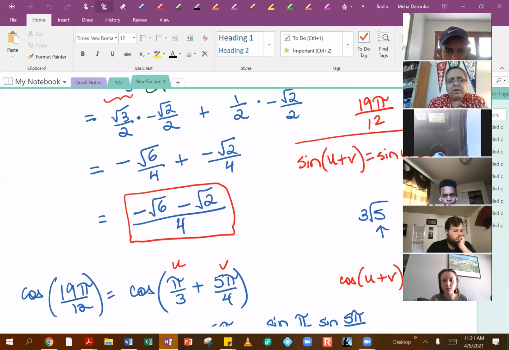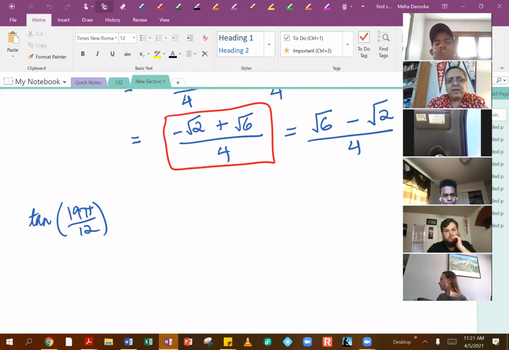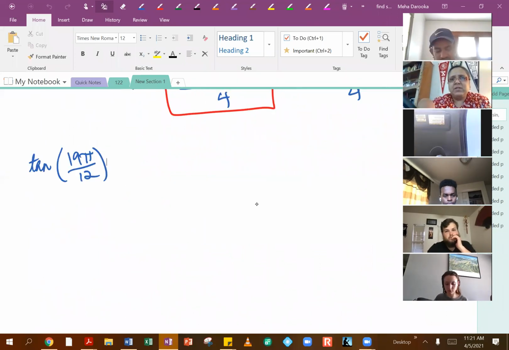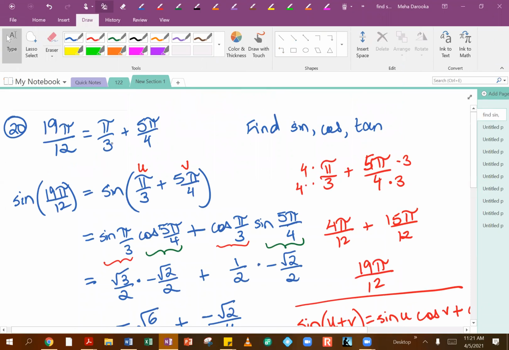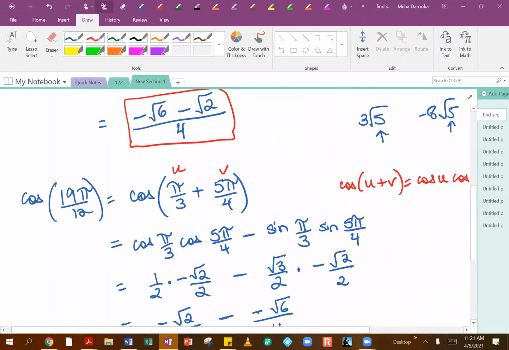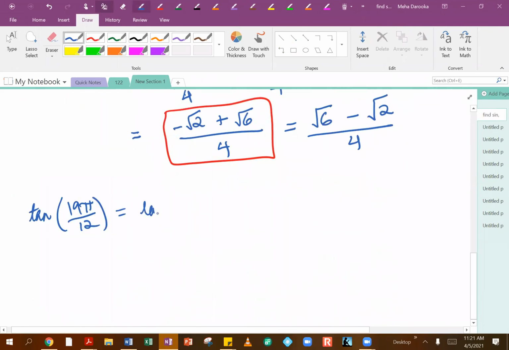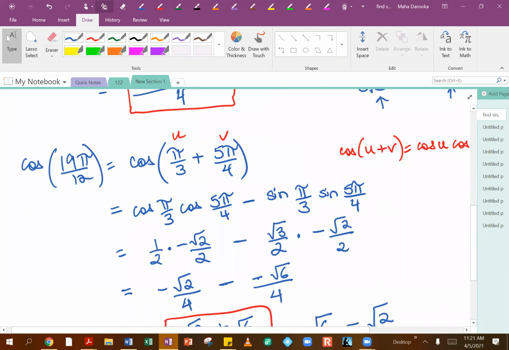So this is what we had worked on last time. We have our sine and cosine. We needed to figure out our tangent function. If you remember, we had broken down our 19 pi over 12 into pi over 3 plus 5 pi over 4. So we're still using that same breakdown, and we can rewrite this as tangent of pi over 3 plus 5 pi over 4. Does anybody have an answer for this, or did you not work on it?